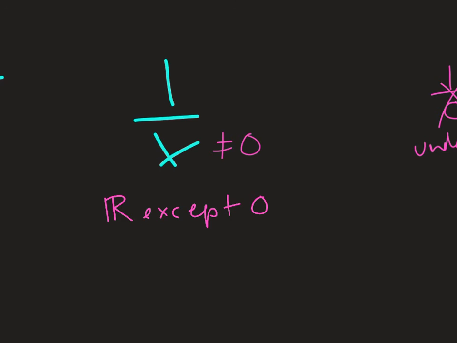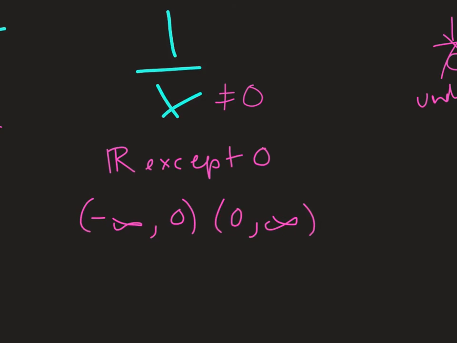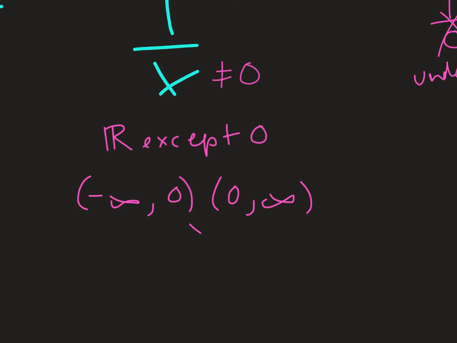Or we could also see it in interval notation as negative infinity to 0 and then from 0 to infinity. So just remember that the parentheses means that it's not included. So we're including all values really, really close to 0, but just not 0. So this is not included.